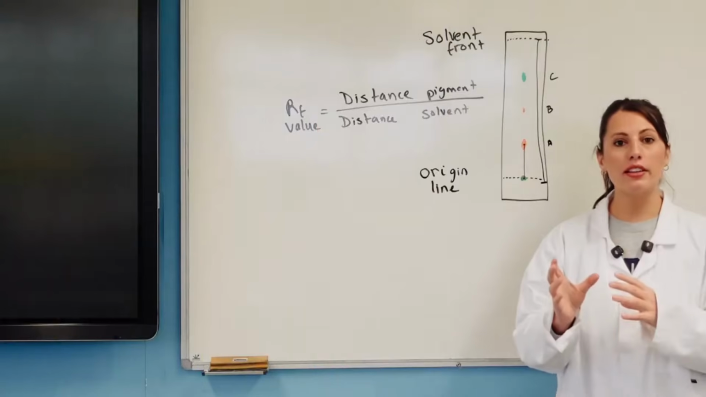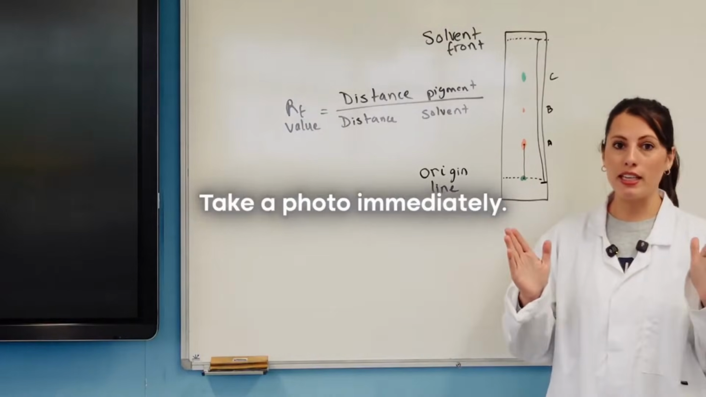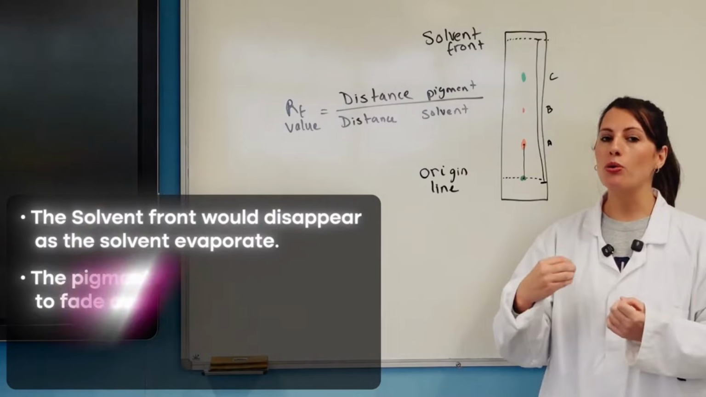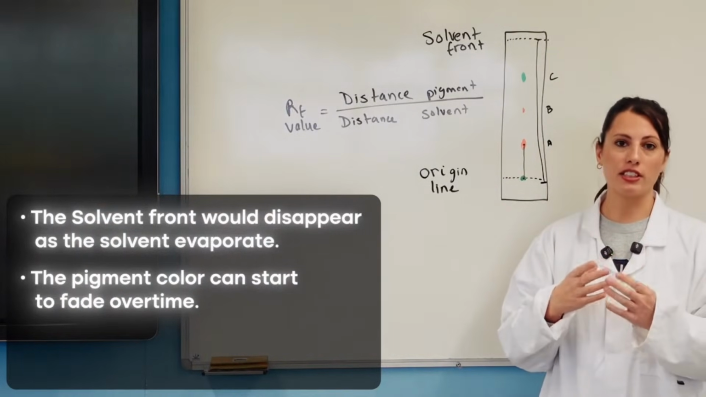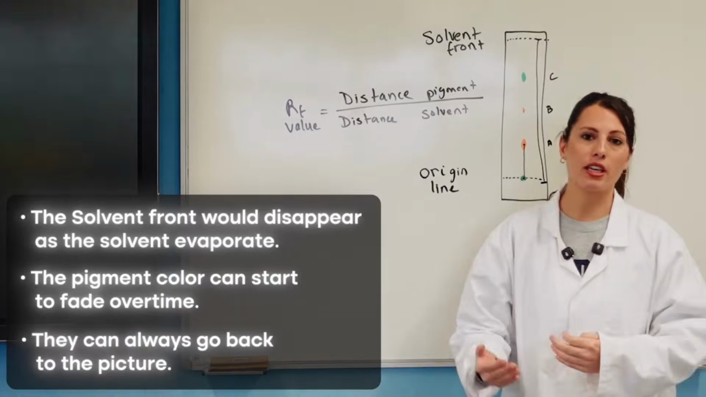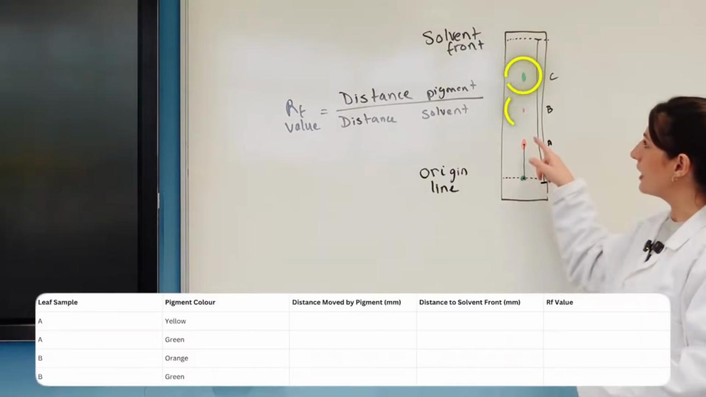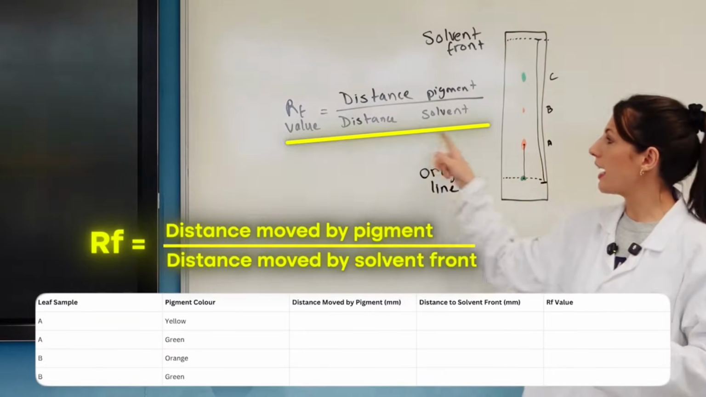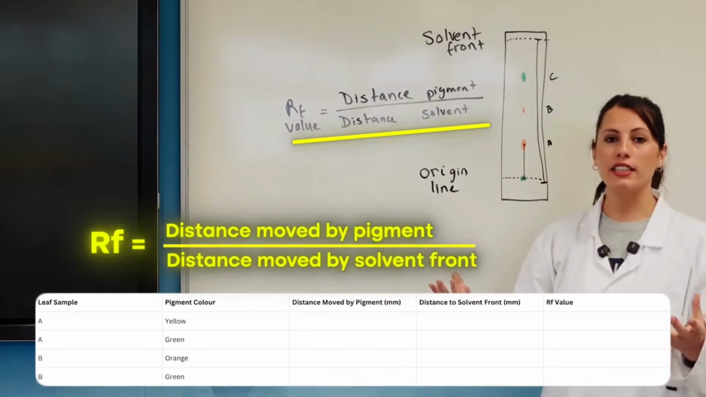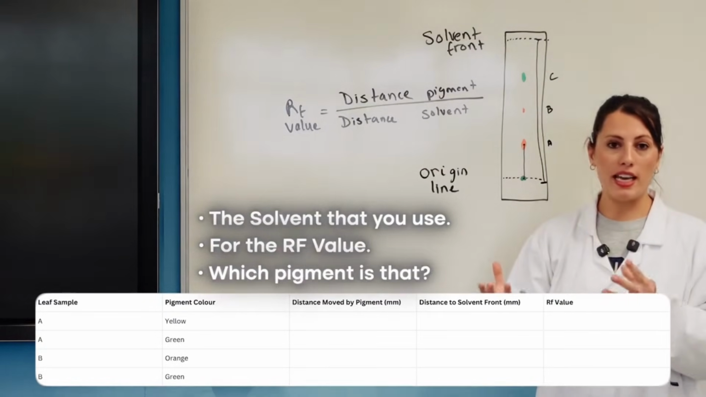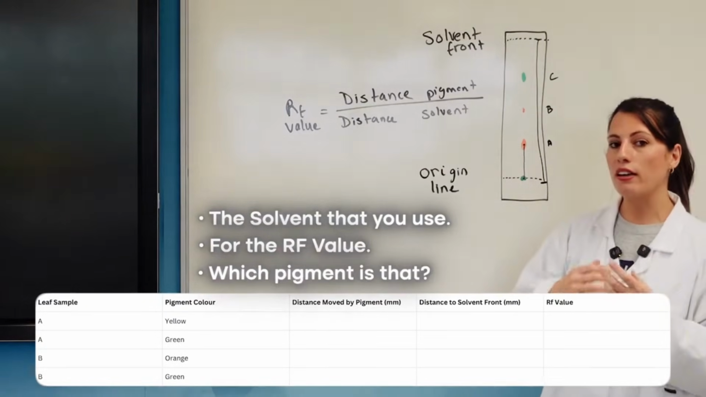So once the students have completed their experiment and they've got their chromatogram, take a photo immediately, because the solvent front will disappear as the solvent evaporates, but also the pigment colour can start to fade over time. So they can always go back to the picture, plus it's nice to stick that in their lab book. What their aim is though, is to be able to identify the different pigments and work out which pigment they have based on the calculated RF value, and then they can research for the solvent that you used, for the RF value, which pigment is that, especially if they've got the colour as well to help back that up.